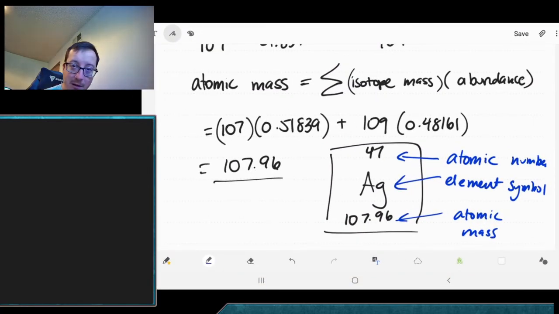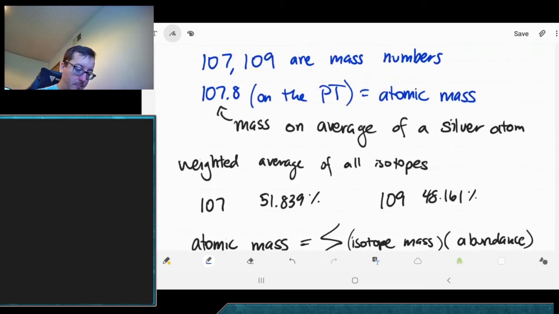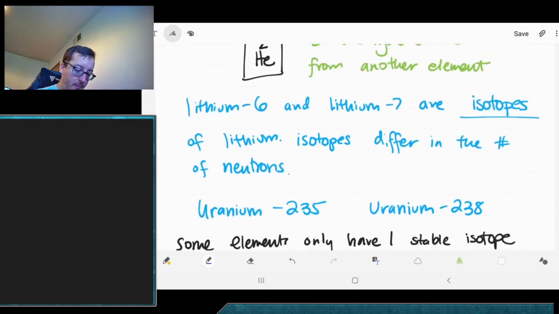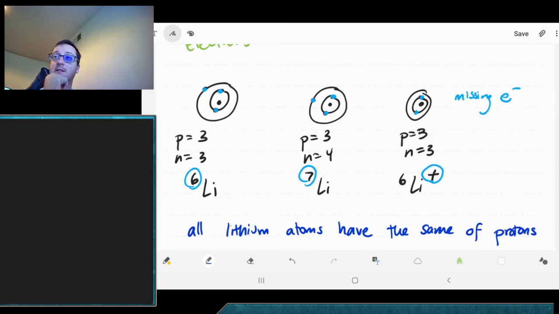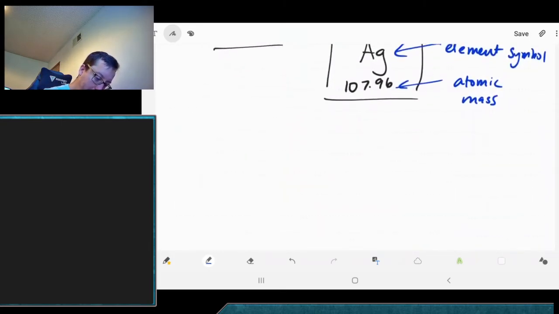Okay, enough about neutrons and isotopes. Let's look at the last case. Wow, we've really done a lot. Okay, there we go, the last case here. Aha, well this is the missing electron case, and we ended up having this positive thing on this as we went through. Okay, we'll take a look at that.